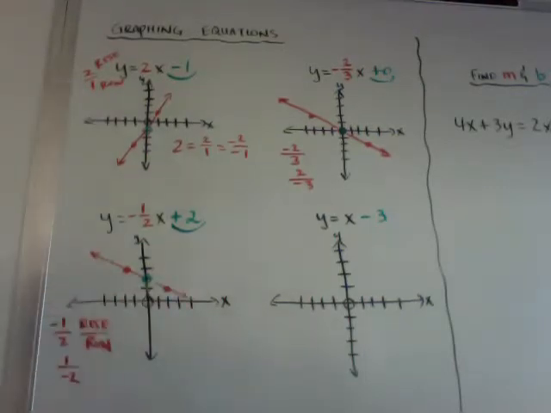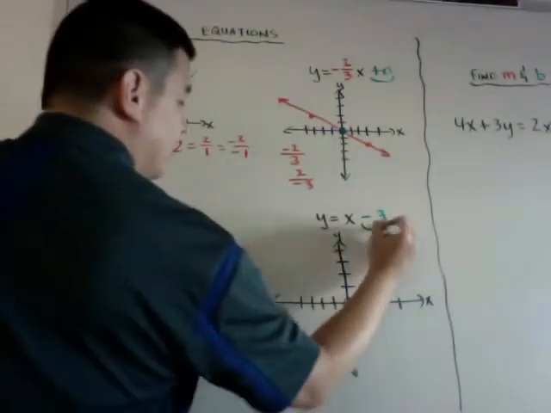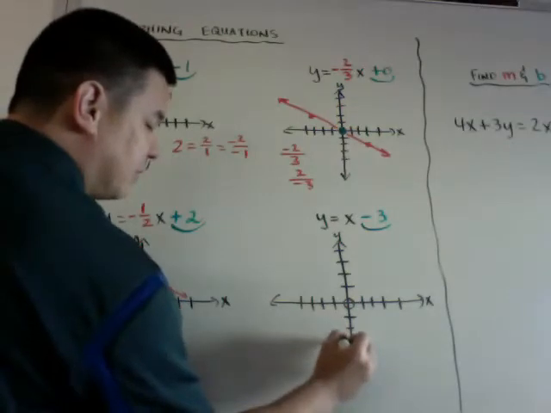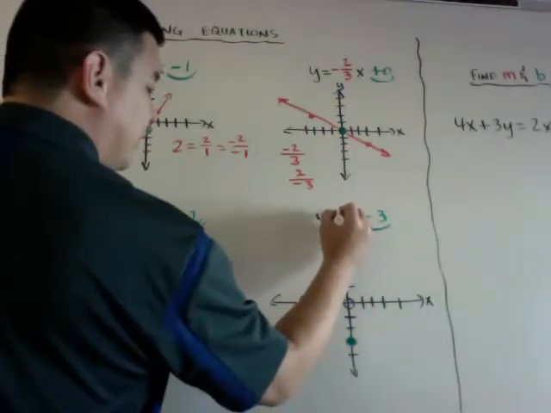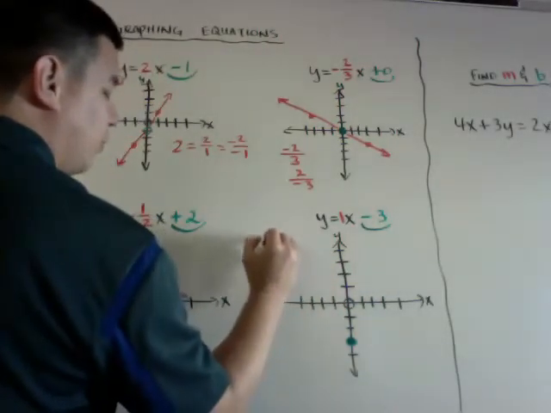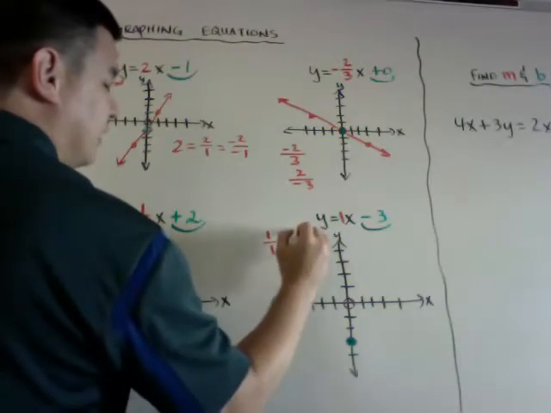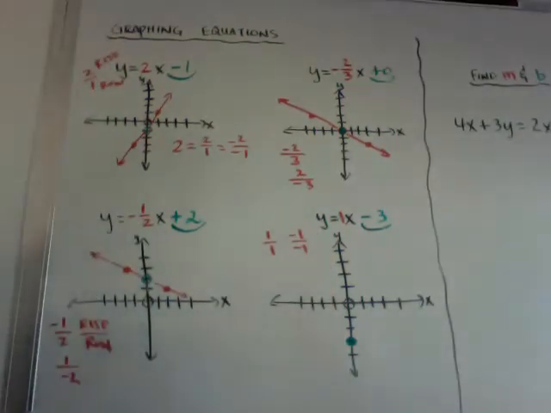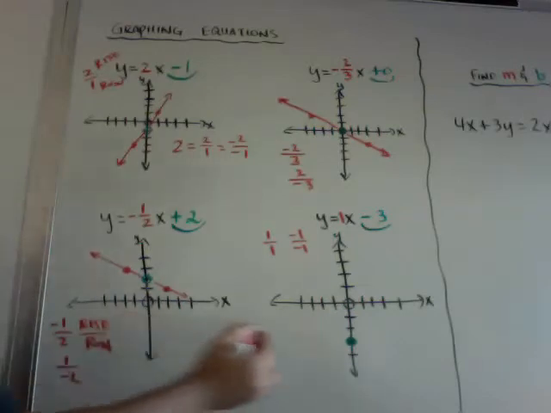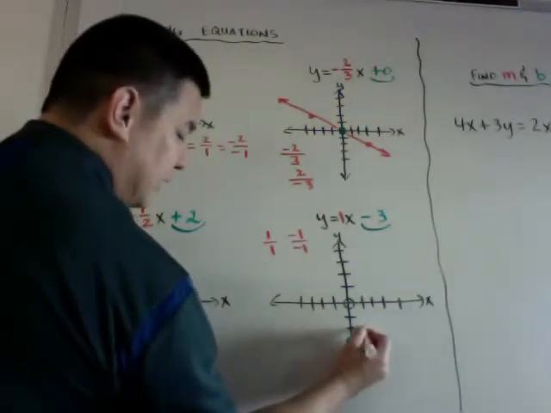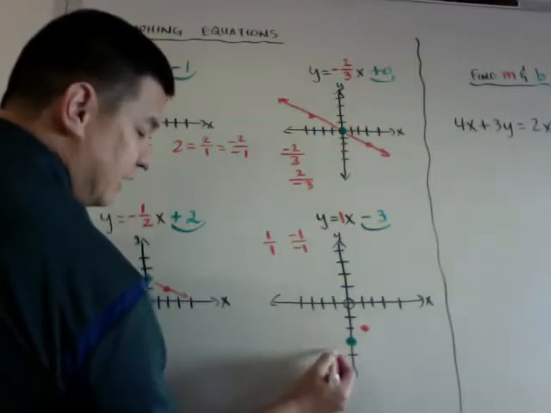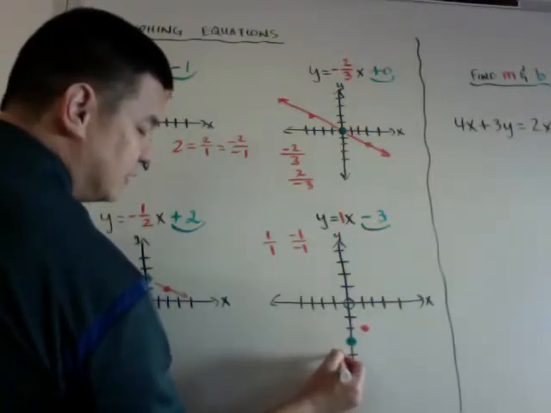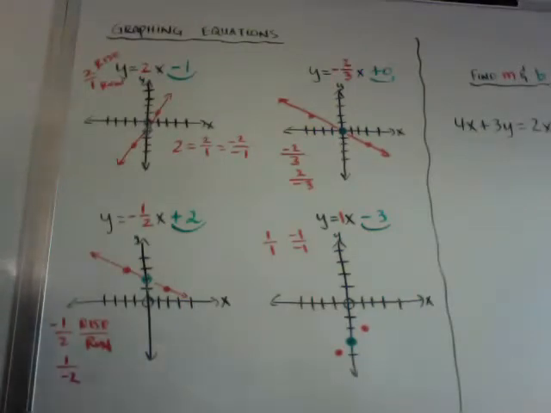Here's another one for just in case. My y-intercept is at negative 3, so I'm going to put a big green dot there. My slope, if you remember, there's nothing in front of the x, so you can write it as a 1, which would be 1 over 1, or negative 1 over negative 1. Okay, so from there, I can go up 1 and over 1 and go this way, and go back to the green point and go down 1, which is negative 1, and left 1, which is negative 1.